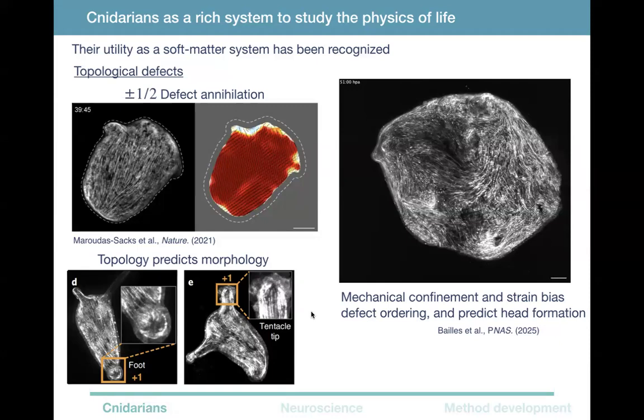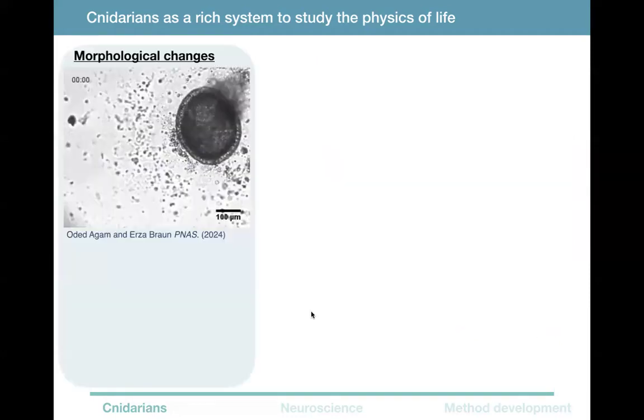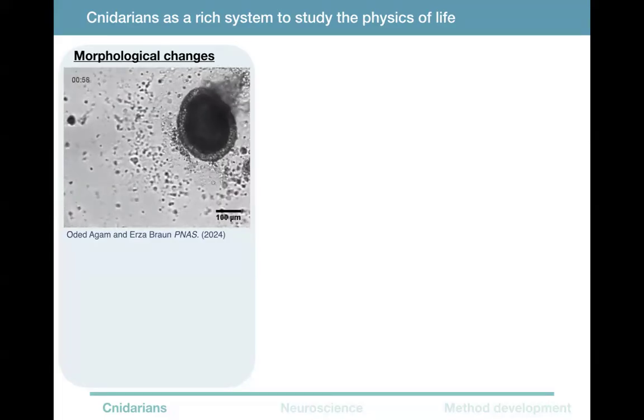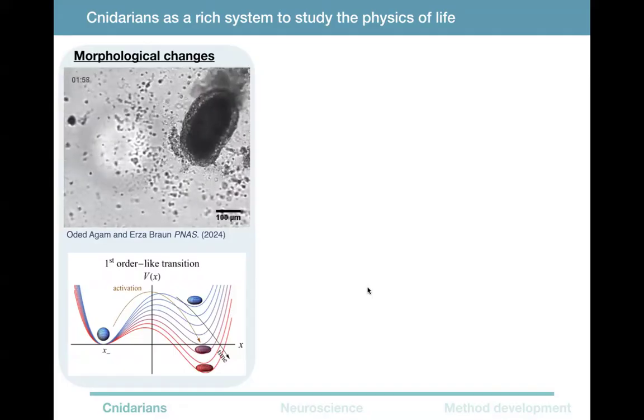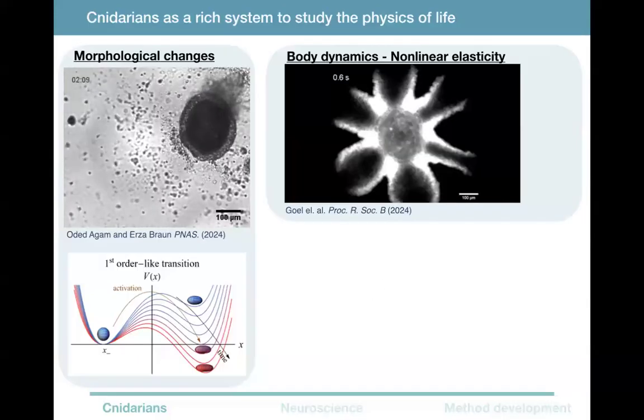That's still ongoing. There are lots of folks looking at this. Beyond that, there are folks looking at morphological changes like this, where they have a sphere that breaks symmetry and becomes an elongated tube on the way toward regeneration. They look at this as a sort of first order transition. As you change different conditions, you can bias it one way or the other.